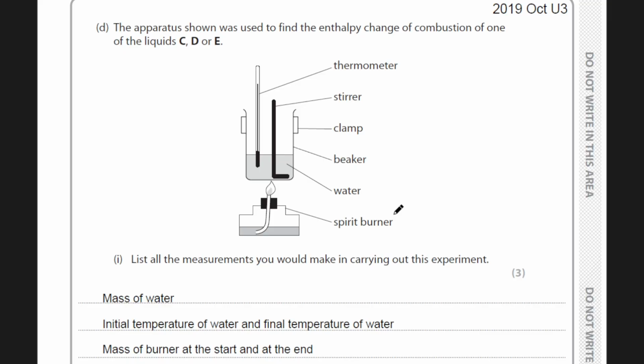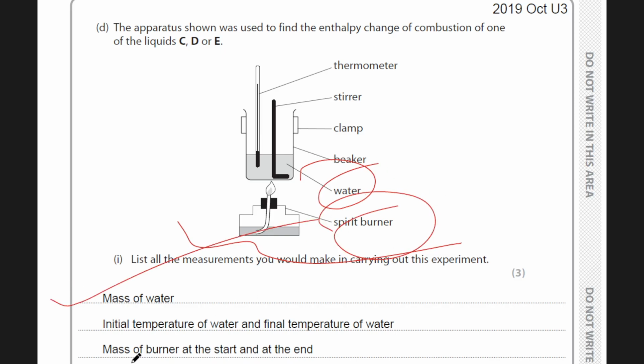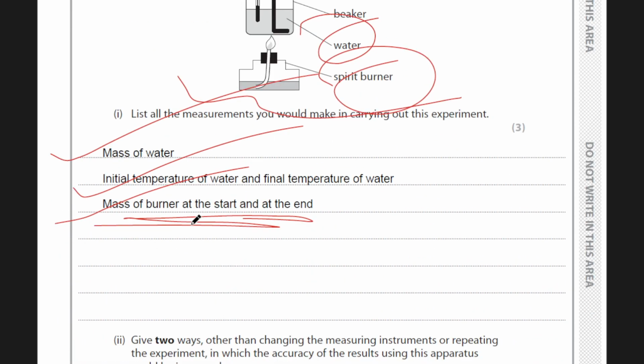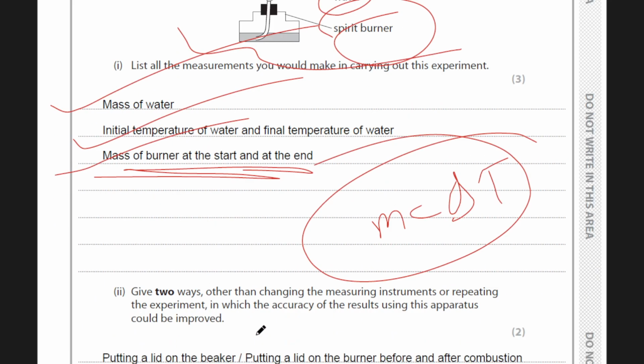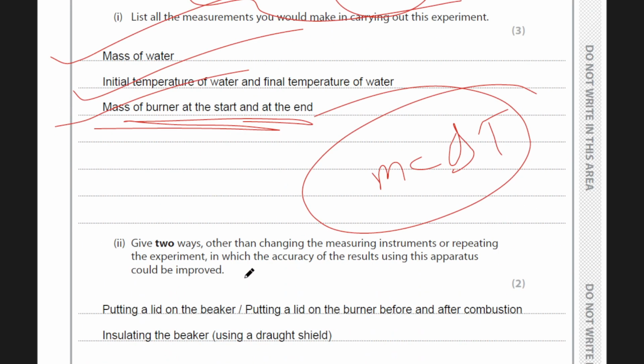You need to list all the measurements you would make in carrying out this experiment. We have been provided a clue with a visual diagram here. We can see water and a spirit burner. So we need to measure the mass of water, the initial and final temperature of water, and obviously the mass of the burner at the start and the end. This is very important because we need to use the mcΔT formula to calculate the amount of energy used up.